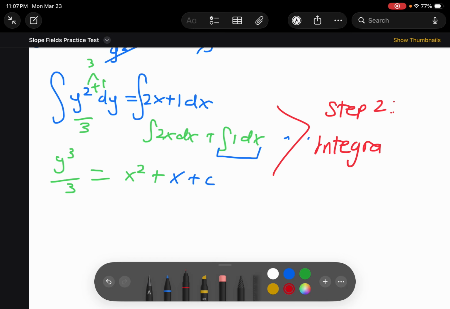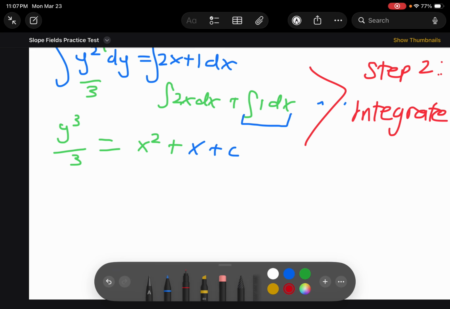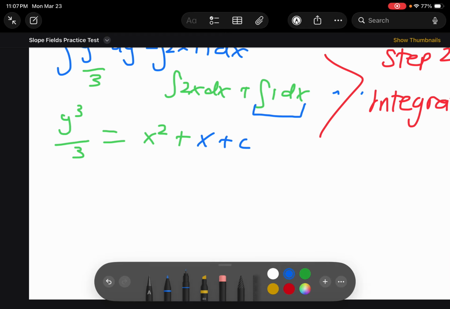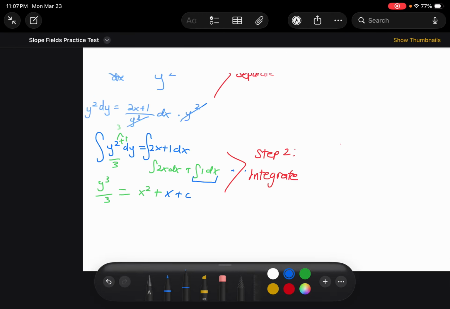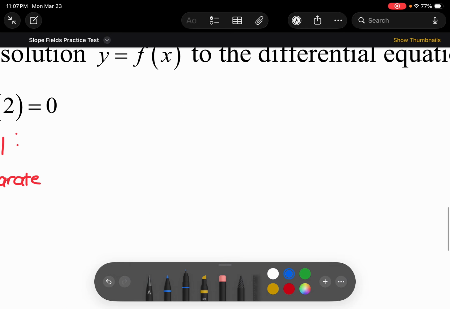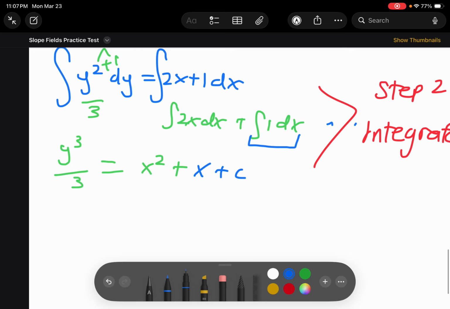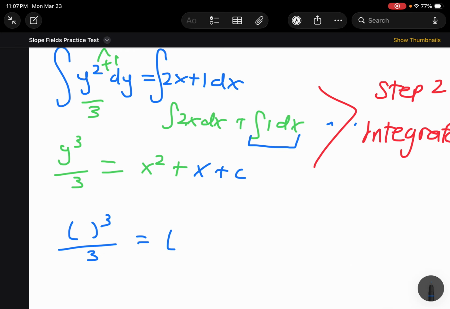Integrate. Okay. And then step 3, find your IC, which is your initial condition. Your initial condition is 2, 0. So we're just going to plug in the values here, all your variables.